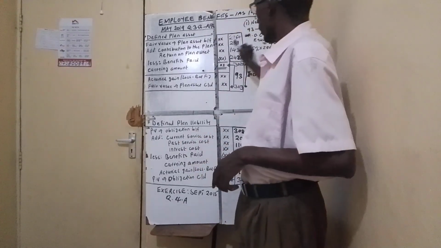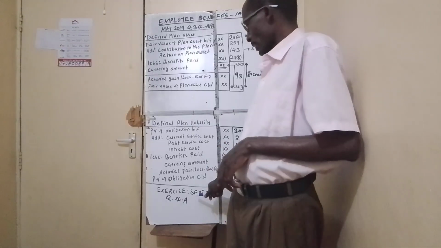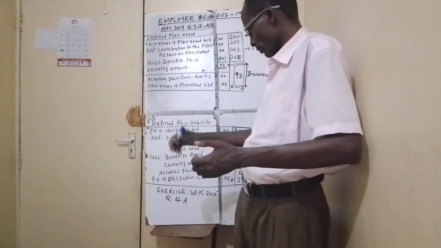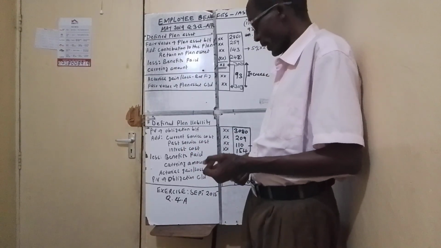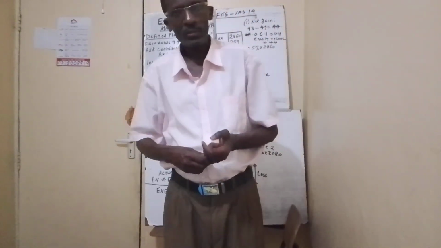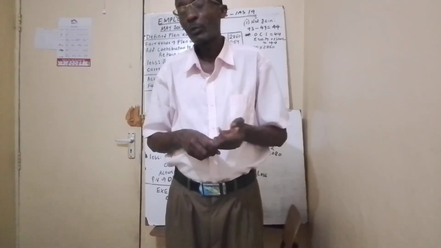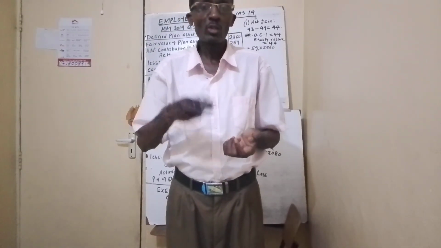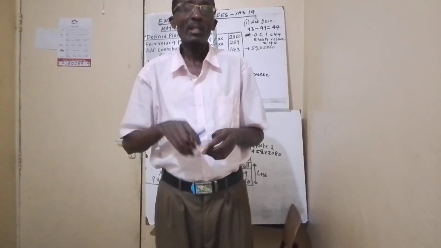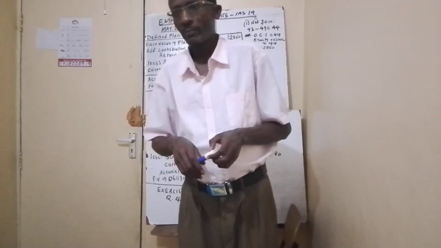And then after we do the analysis of employee benefits, I'll give you an exercise that is September 2015, question 4A. I told you to download these past papers to make your work easier, so that whenever you are doing an illustration, you should be able to have your paper with you, so that you can follow our solutions easily.